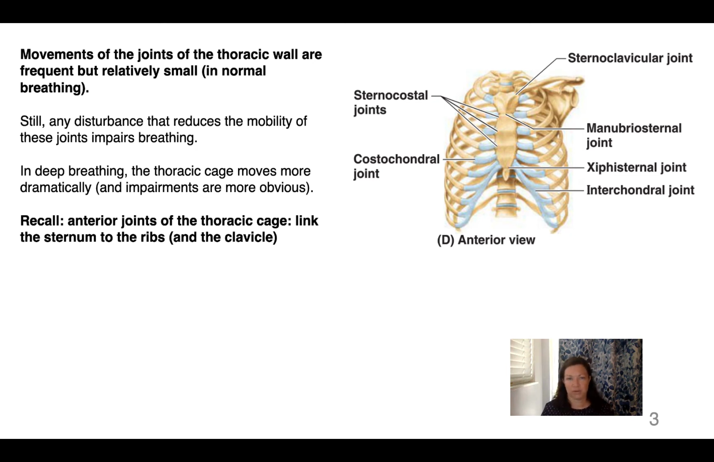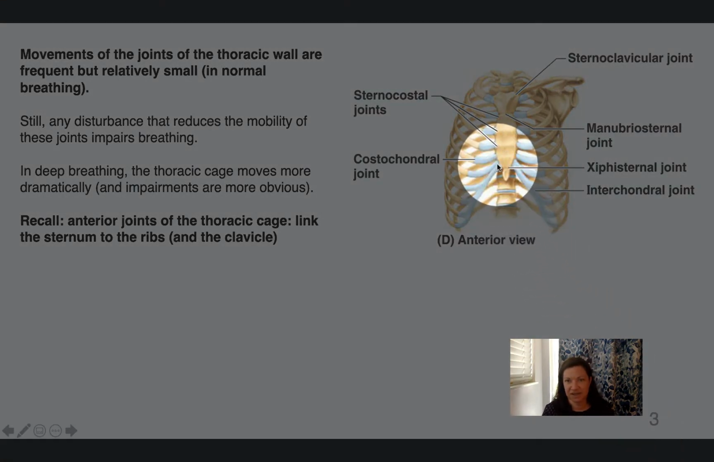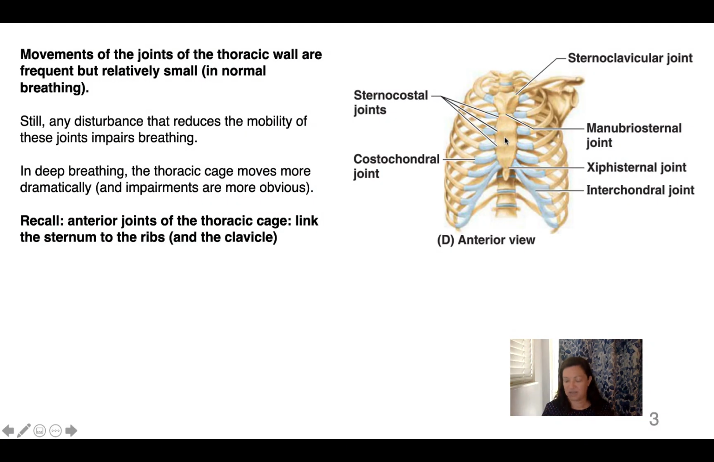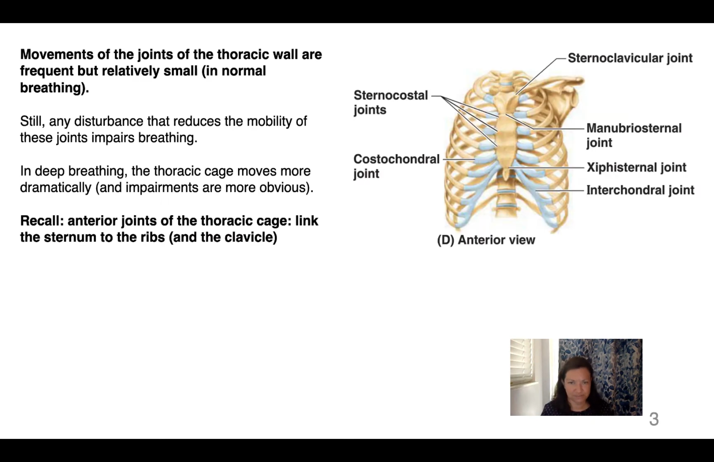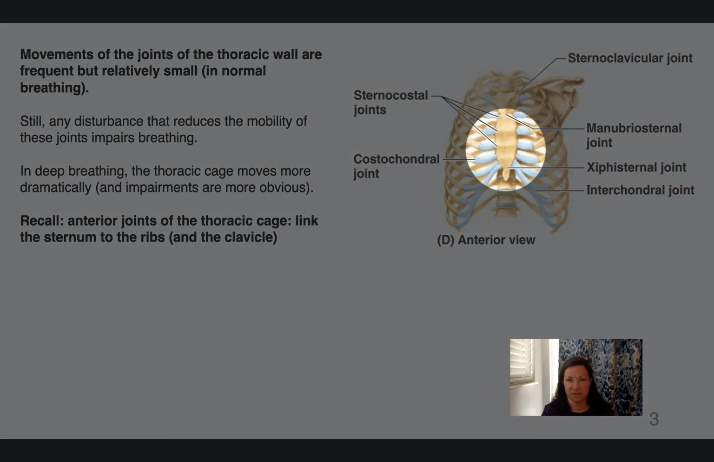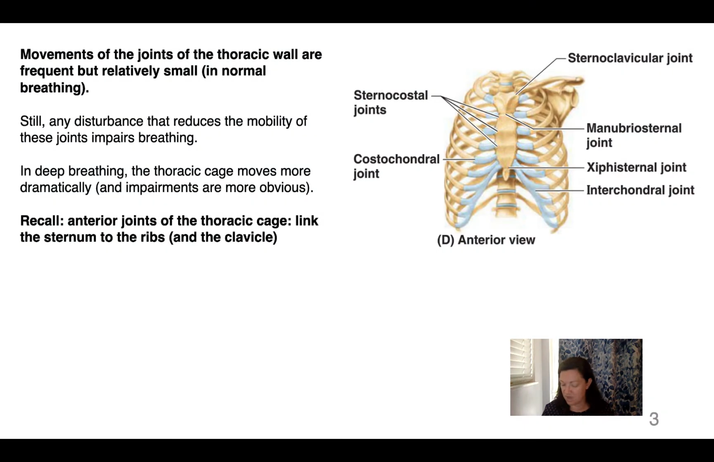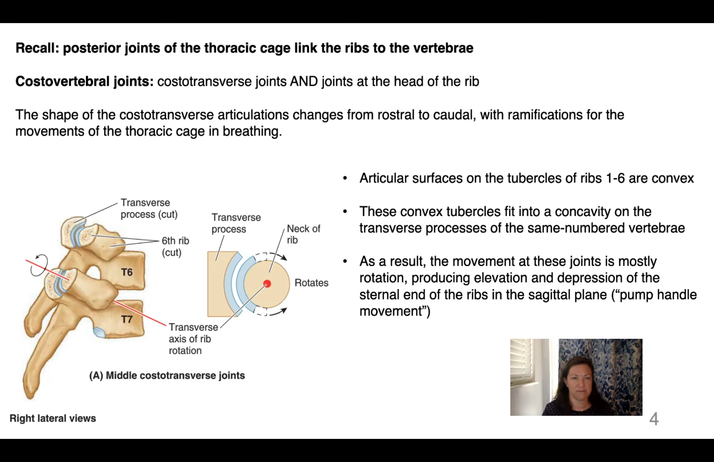Now, when we think about the joints of the thoracic cage where the movement is actually happening, it's in 2 places, anteriorly and posteriorly. So anteriorly, we have sternocostal joints, and posteriorly, we have costovertebral joints linking the ribs to the vertebrae. Now, the sternocostal joints are sort of all somewhat similar. I mean, there are differences, but they permit slight movements and allow the rib cage to expand. The costovertebral joints, we're going to learn in a bit more detail. They actually vary in how they move as you move rostrally to caudally down the thoracic cage.